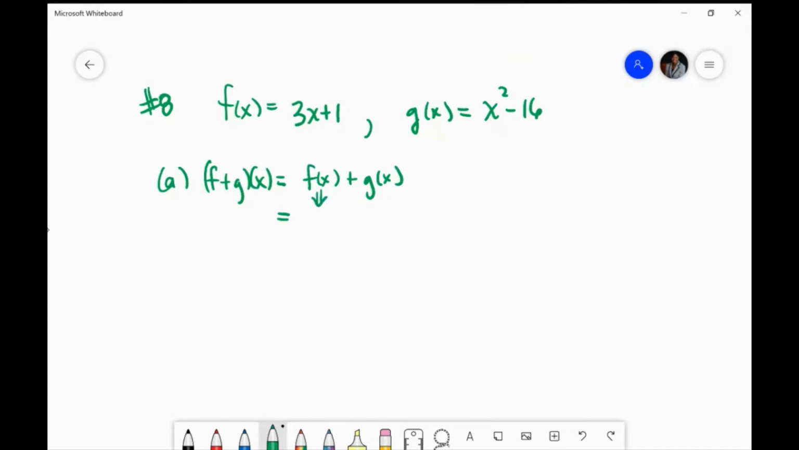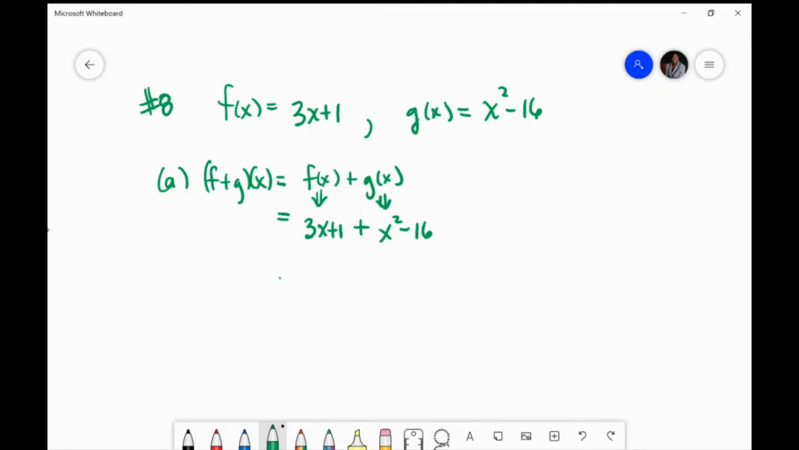3x plus 1. All right, 3x plus 1. Somebody other than Kenneth, tell me, what do I write down for g of x? X squared minus 16. Nice. Can I do anything else to this? No, you can just put it in descending order.